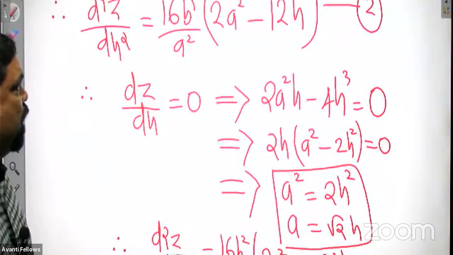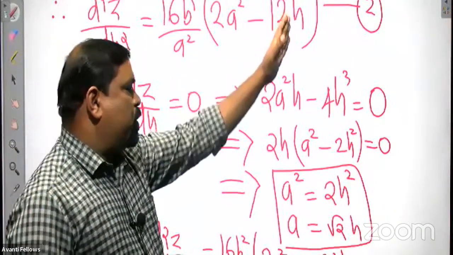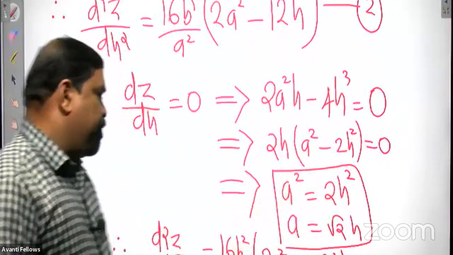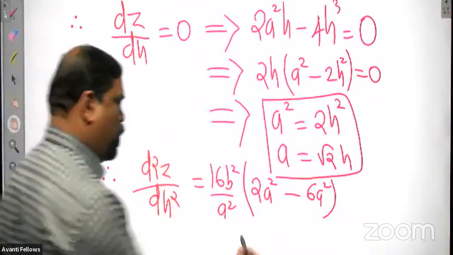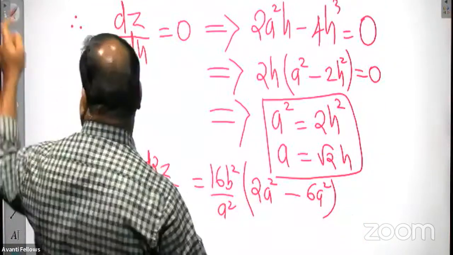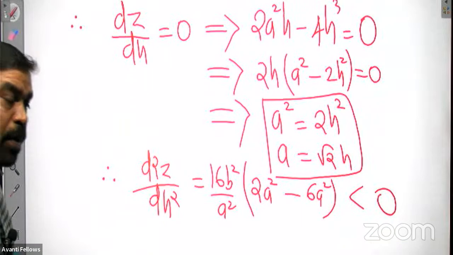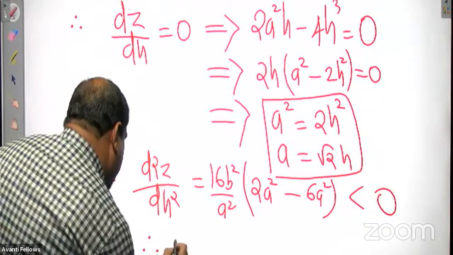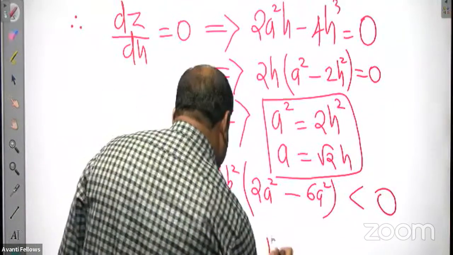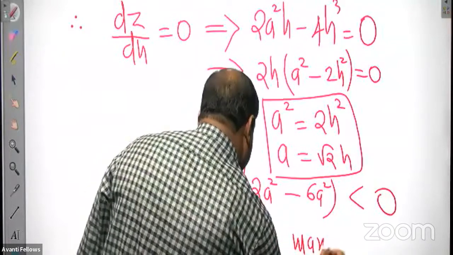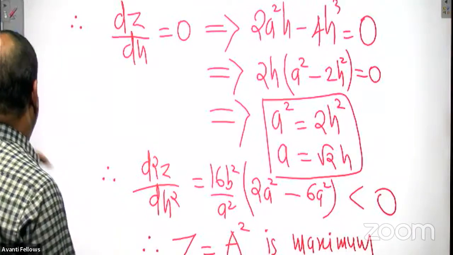Any value you can substitute, okay? In place of s square also we can substitute 2h square. In place of h square also we can replace by s square. So very clearly, this value is negative. 2s square minus 6s square means that is negative. So it is confirmed that z, which stands for s square, is maximum.